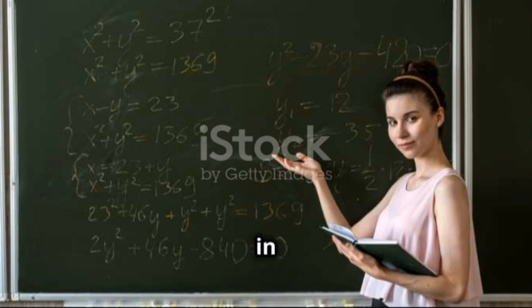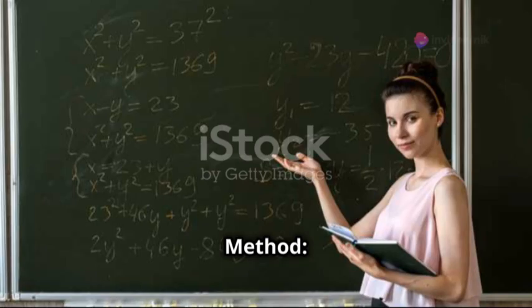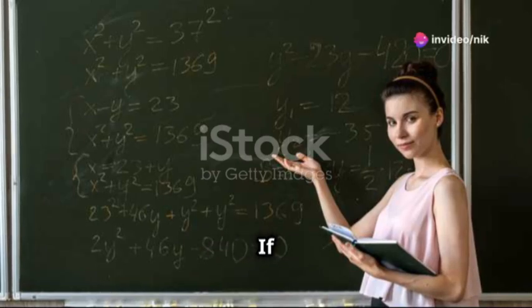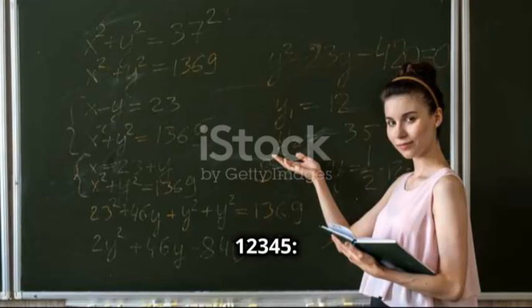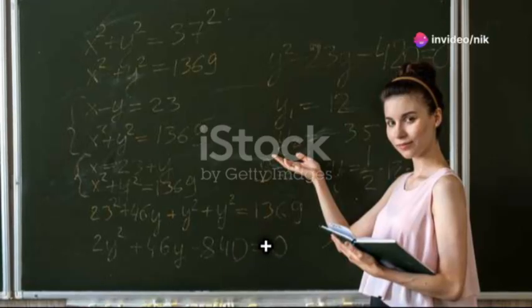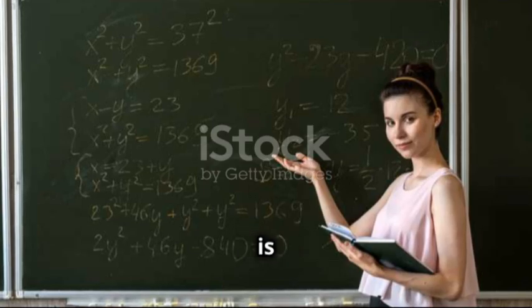Here's how you can use it in various contexts. Checking divisibility by 9. Method: sum the digits of the number repeatedly until you get a single digit. If this single digit is 9, or if the number itself is 9, then the original number is divisible by 9. Example: for the number 12345, sum the digits. 1 plus 2 plus 3 plus 4 plus 5 equals 15. Sum again. 1 plus 5 equals 6. Since 6 is not 9, 12345 is not divisible by 9.